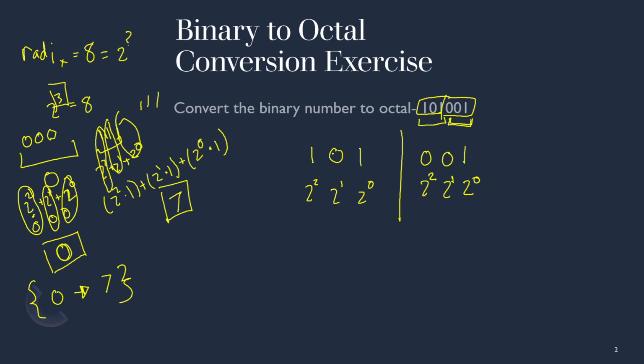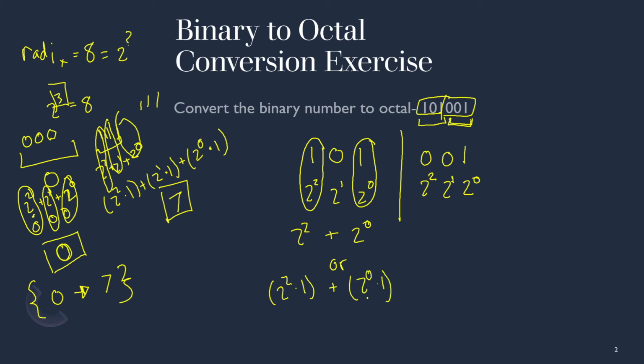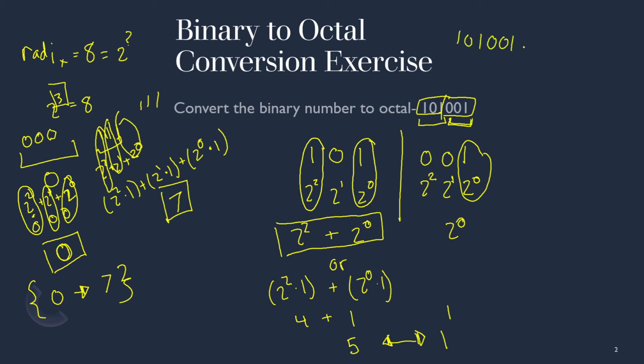Alright. And now we try to figure out which ones are 1's. So this is a 1, and this is a 1. So it's 2 to the 2 plus 2 to the 0. Or you can look at it as 2 to the 2 times 1 plus 2 to the 0 times 1. But this is a little bit too much. All you have to know is how to do it this way. And over here, this is a 1, so it's 2 to the 0. So what are the values over here? 2 to the 2 is 4, plus 1 is 5. And over here is 1. So we have 51. We join these numbers together. And the value of 1, 0, 1, 0, 0, 1 in base 2 is 51 in octal form.